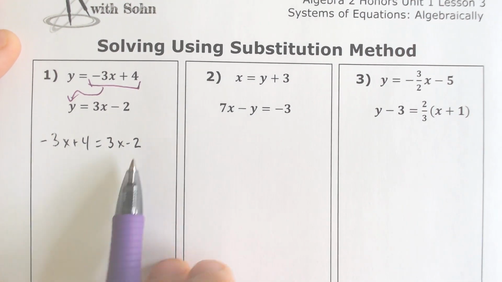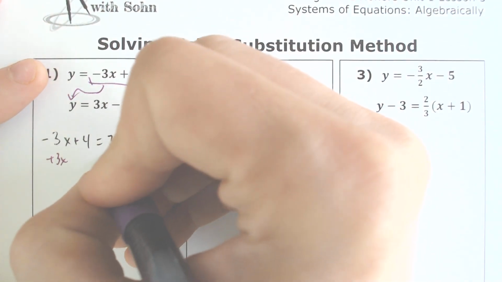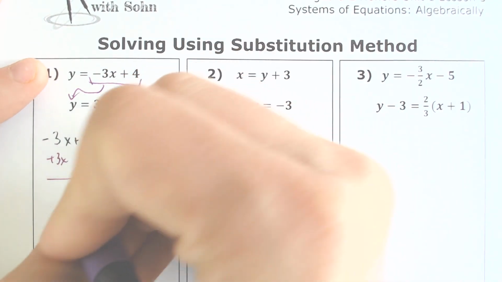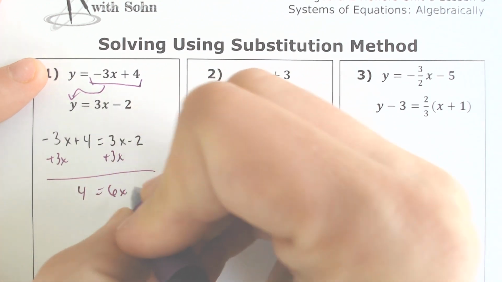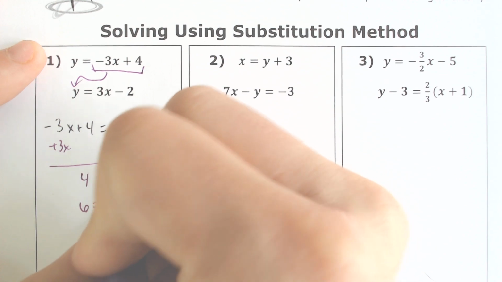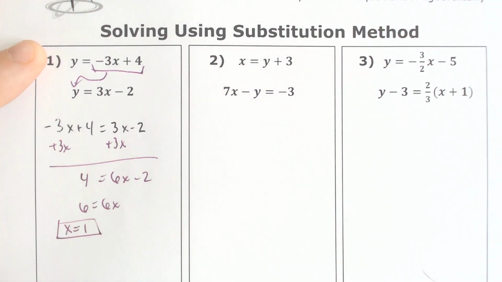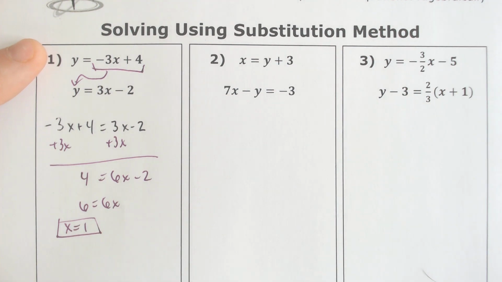Now from here, we're going to solve for x, so I'm going to probably add 3x over. And we get 4 is equal to 6x minus 2. Add the 2 over, you get 6 is equal to 6x, which means x is equal to 1. But you're not done. Once you get x equals, then you have to figure out what y would equal.